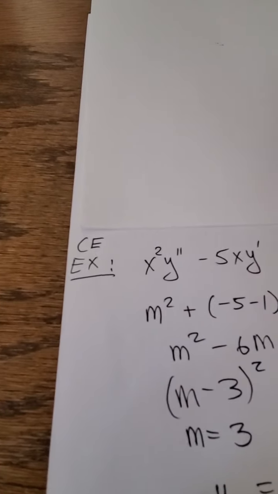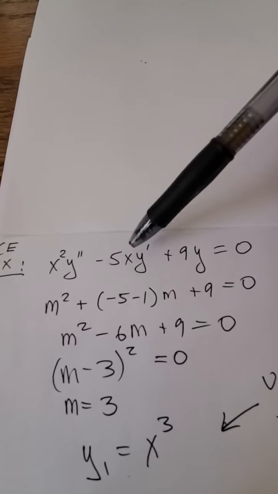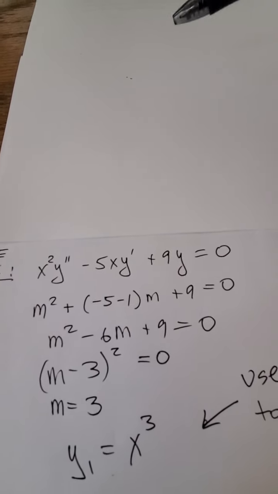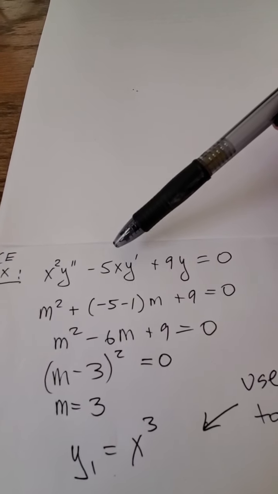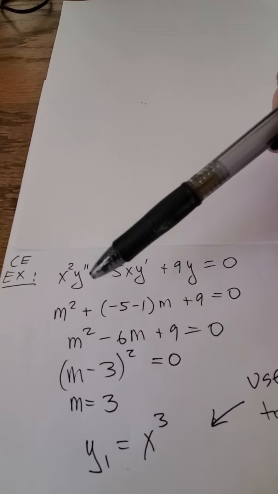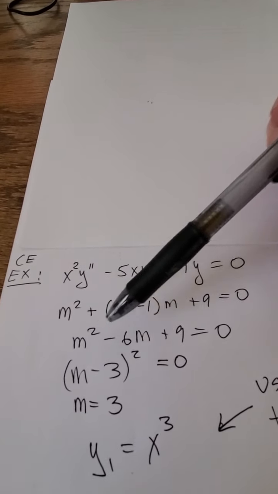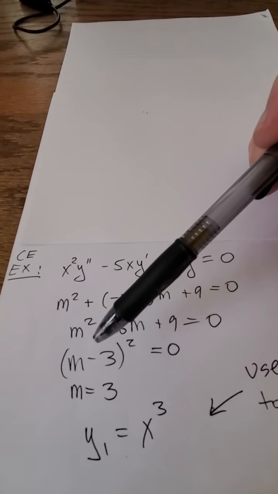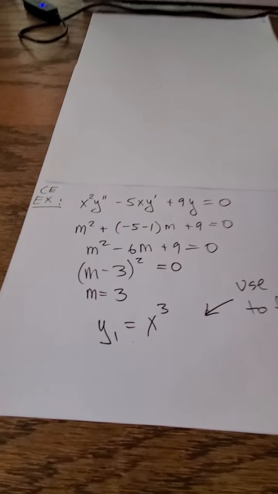Okay, we're going to do another Cauchy-Euler example. So here's our equation: x squared y double prime minus 5xy prime plus 9y equals 0, and all the usual conditions, x is positive and so forth. So anyway, this is going to lead us now, using the new method that we just did in the last video, to m squared plus negative 5 minus 1 m plus 9 equals 0, which is m squared minus 6m plus 9 equals 0, which gives us m minus 3 squared equals 0, which is awesome.